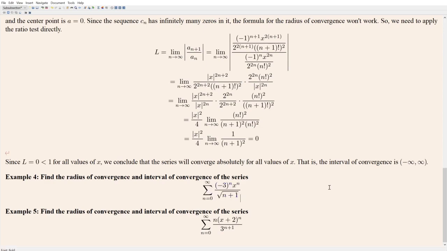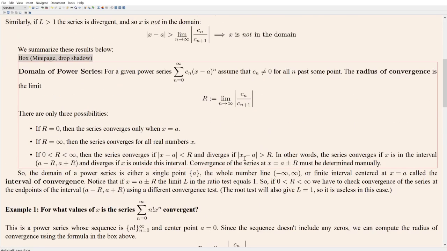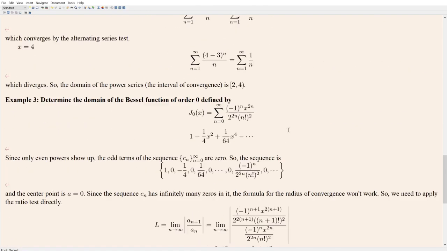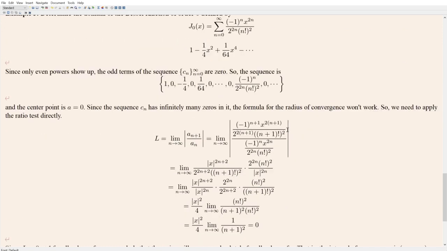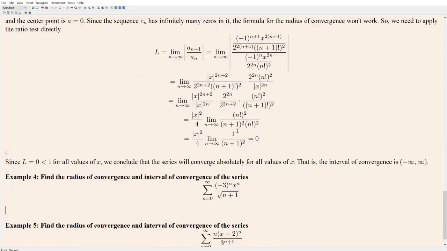Okay. So yeah, the takeaway from that example is that if your sequence has holes in it, if you're only taking odd values or you're only taking even values, then this formula ain't going to work. So you're going to have to do the ratio test directly. And it's ugly, but you trust that it'll work out.